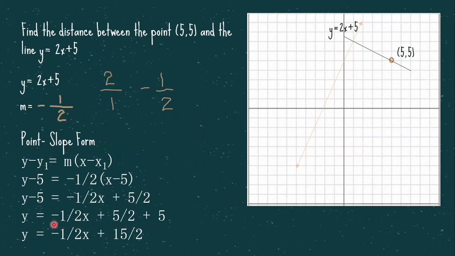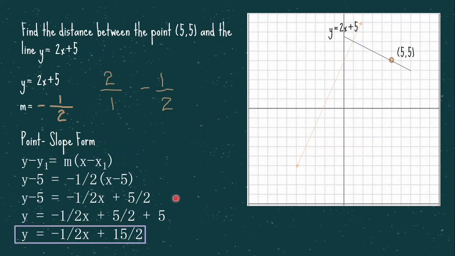Let me just do it again. y equals -1/2 x plus 5/2 plus 5. Since when you transfer -5 here, the signs will change. It then will come to +5. Then combine these like numbers. It will result to y equals -1/2 x plus 15 over 2.